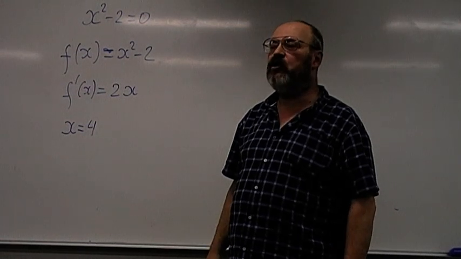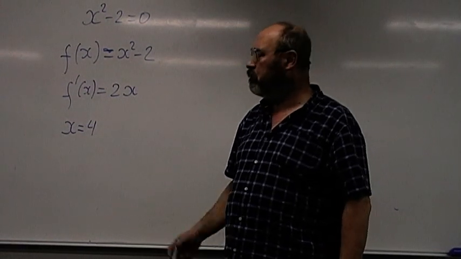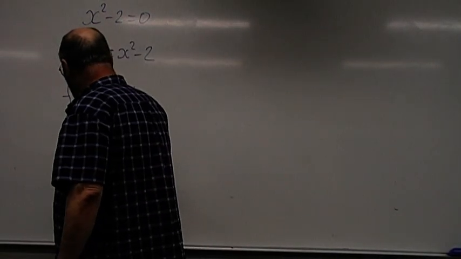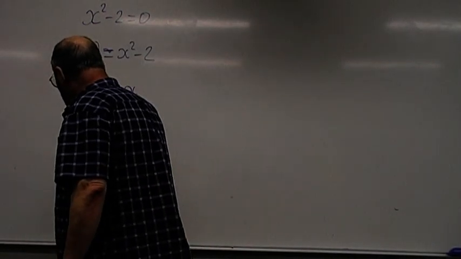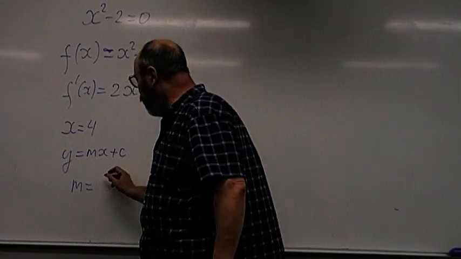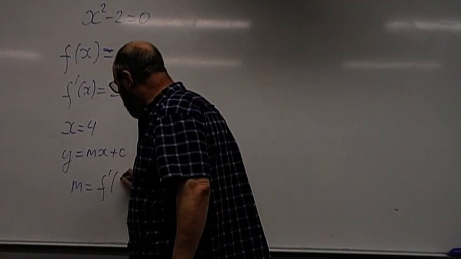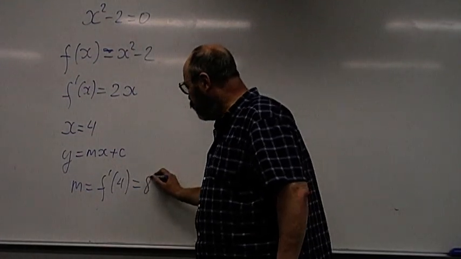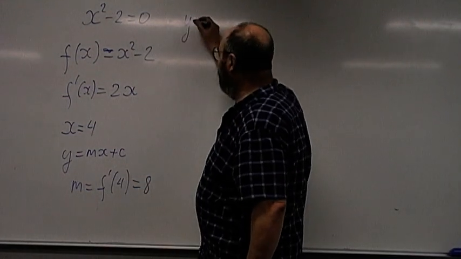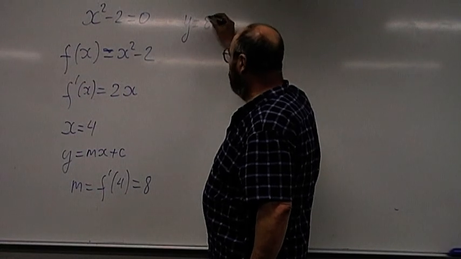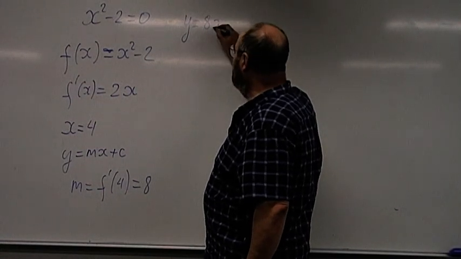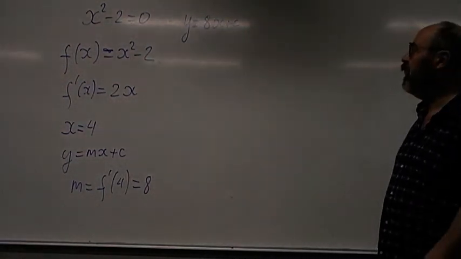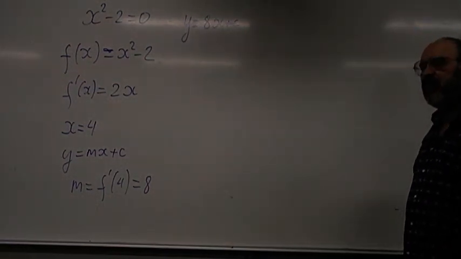How do we find the equation of the tangent? y equals mx plus c, and m will be equal to the derivative f dash at x equals 4. So 8. So the equation is y equals 8x plus c.